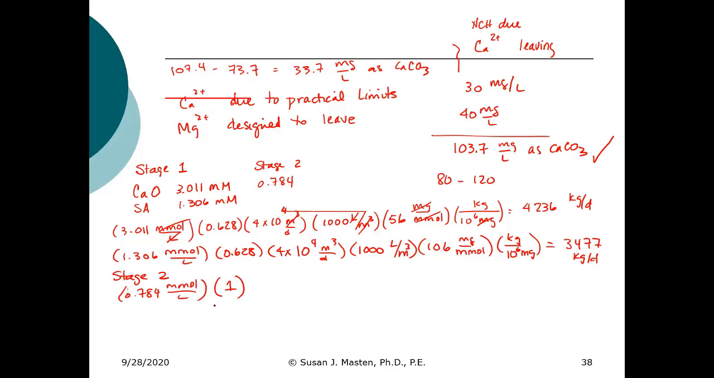We're treating the entire flow, so the fraction is 1 times 4 times 10 to the 4 cubic meters per day times 1,000 liters per meter cubed times 56 milligrams per millimole times kilograms per 10 to the 6 milligrams, and that is equal to 1,756 kilograms per day.